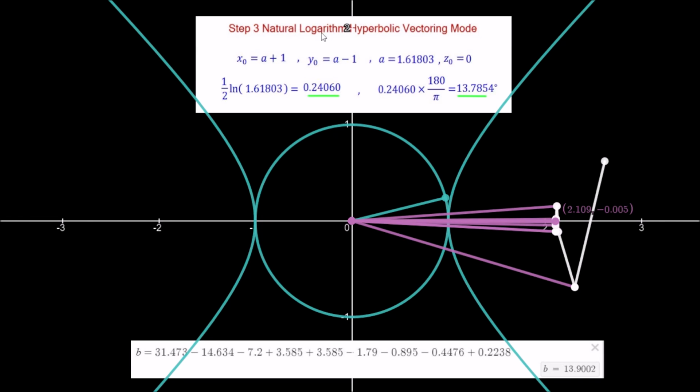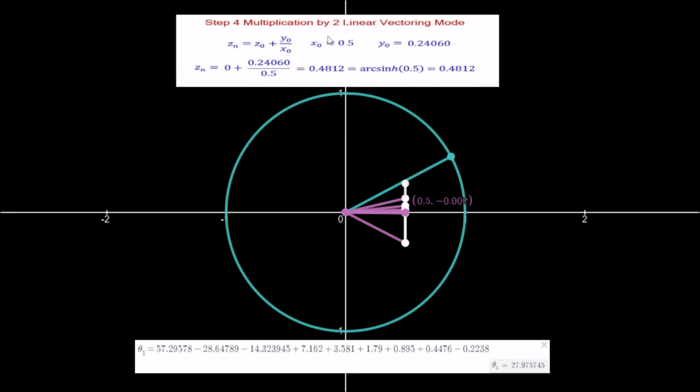Now we start working out the natural logarithm. Again, we're using the hyperbolic vectoring mode, and the result we expect to see is 13.7854 degrees. Now, whenever we work through the simulation, these are the angles which we'll add on and subtract, and the final angle we get is 13.9002 degrees. Now in the final step we have to multiply by 2, and whenever we work through this final step we expect to get a value of 0.4812 for our final answer.